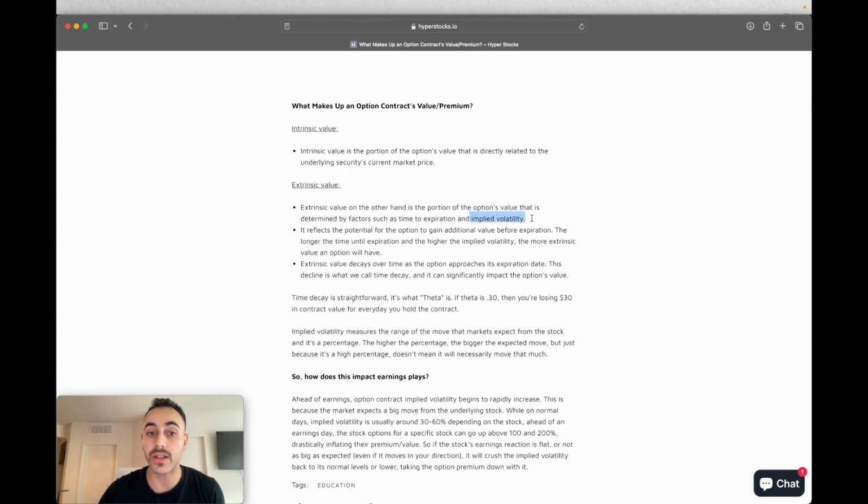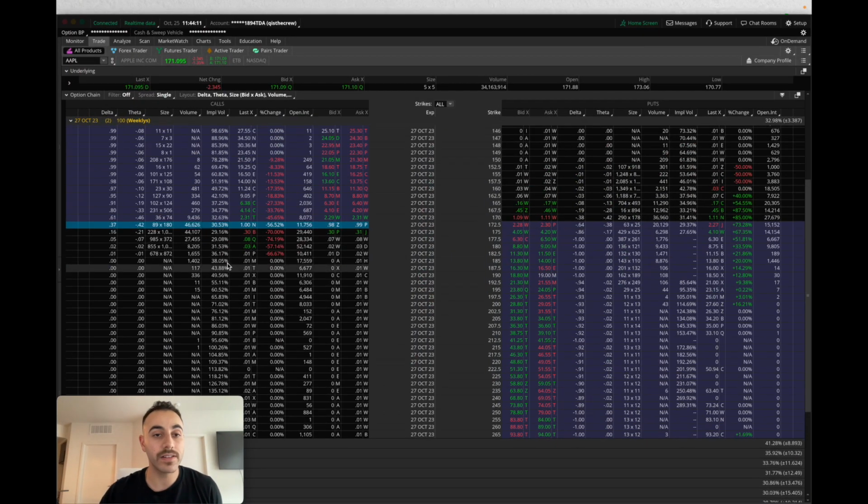Now, another major part of extrinsic value and part of your option premium is going to be your implied volatility. Implied volatility is always measured in a percentage, and you can see here the implied volatility for Apple is going to be right around 30%. A healthy implied volatility is typically between 30 and 60%, but that depends on stock to stock. Sometimes it's a little bit higher for specific stocks, and sometimes it's a little bit lower for other stocks. But typically, your healthy implied volatility is going to be anywhere between 30 to 60%.